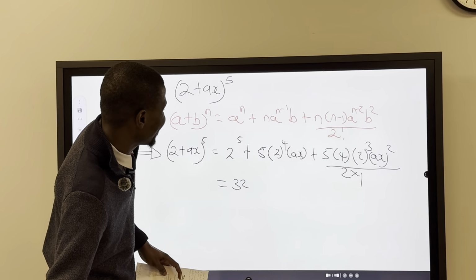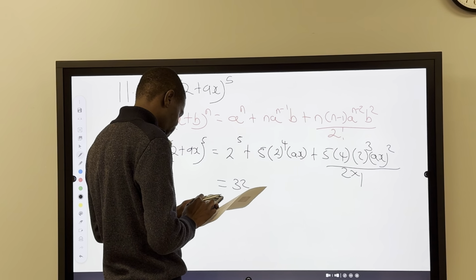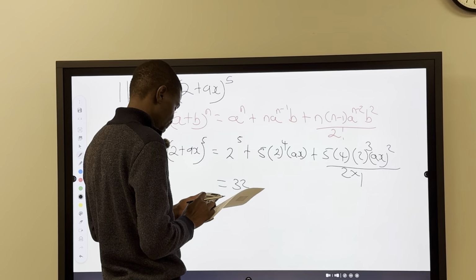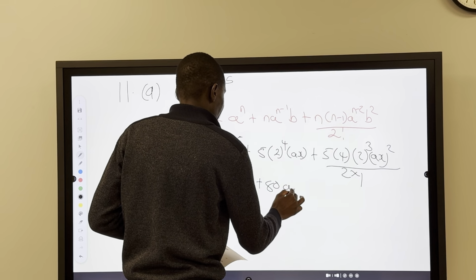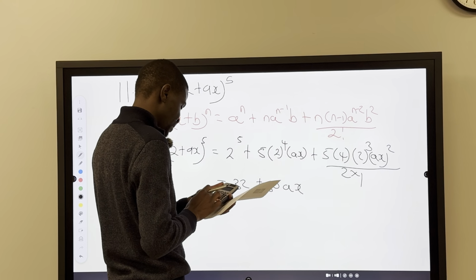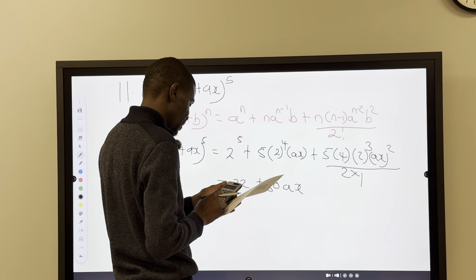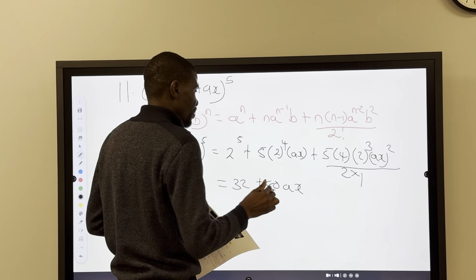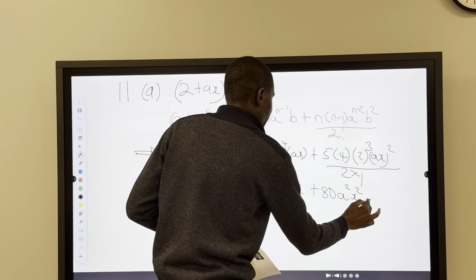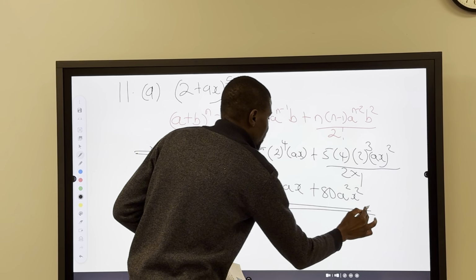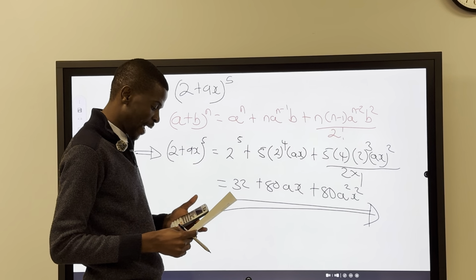I think that's 80, right? 2 to the fourth power, 16 times 5, that's 80. So plus 80ax, and here it's 8 times 20, right, divided by 2. I'm getting 80a squared x squared. So that's the first three terms for that expansion.